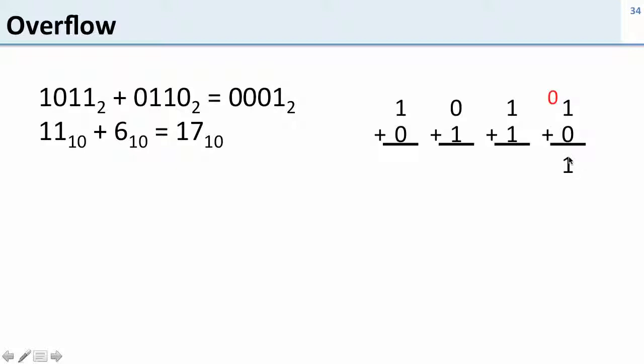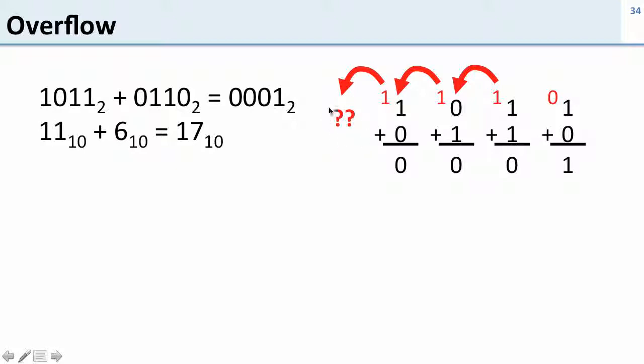0 plus 1 is 1, no carry. 1 plus 1 is going to be 1, 0. So we're going to have a 0 and a carry. Move the carry over. Now we're adding 1 plus 0 plus 1, which is going to give us 0 plus another carry. This carry moves over. Now we've got 1 plus 1 plus 0, which is going to give us 0, and another carry. Okay, but where does that carry go?